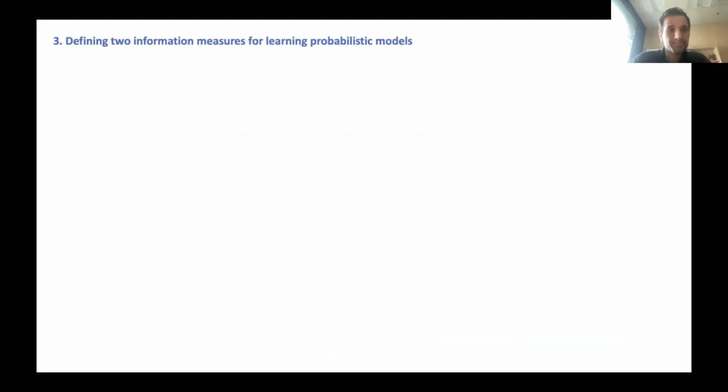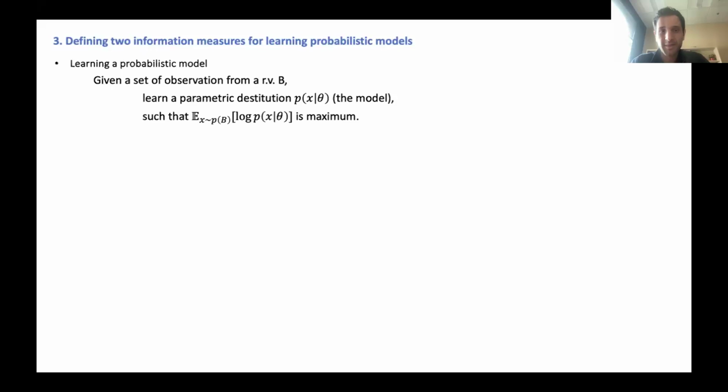Okay, so now let's get more concrete, define some notation, and say what exactly we want to do. By probabilistic model, I mean this: given a set of observations from a random variable B, I call this random variable the ground truth random variable. This is where you sample your training data set. You learn a probabilistic model, which is a parametric distribution. So you use a neural network to build this distribution. And you learn theta such that it maximizes this log likelihood objective.